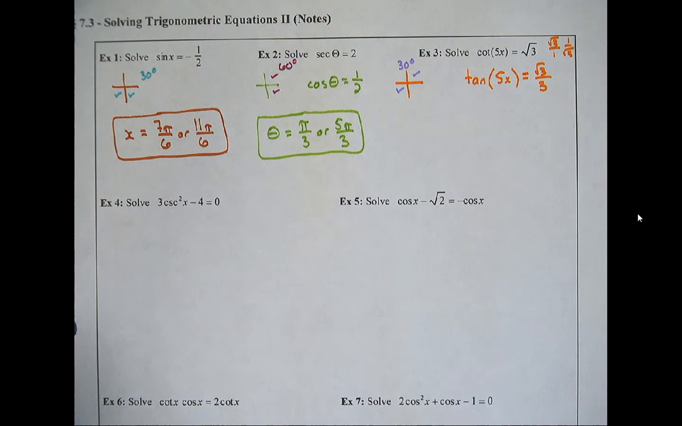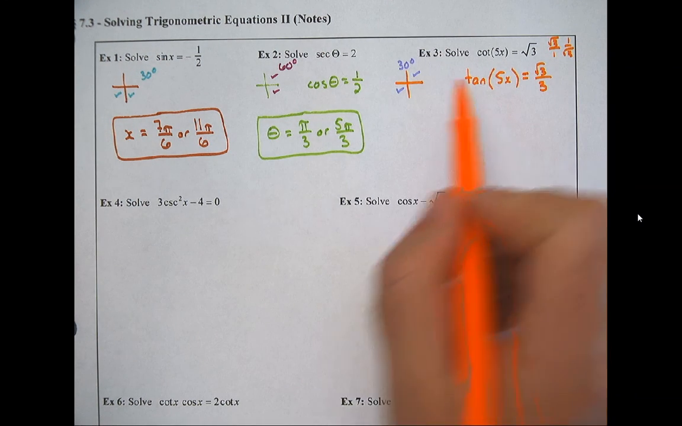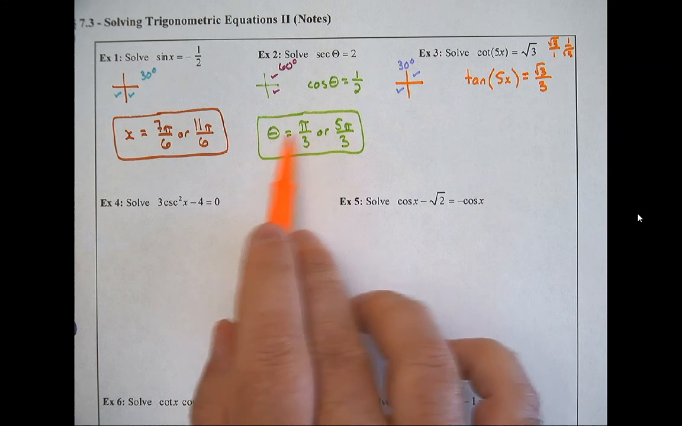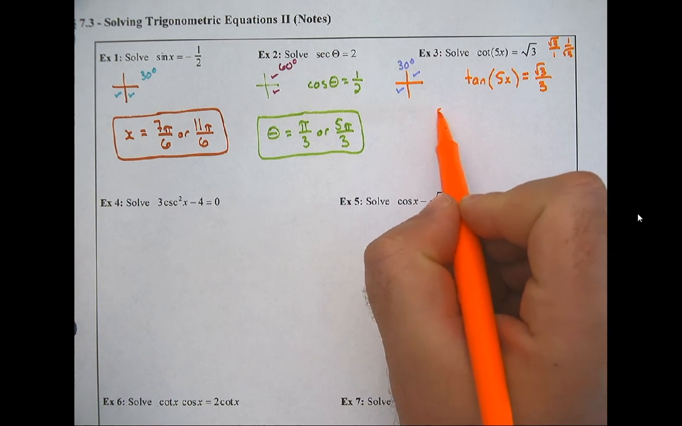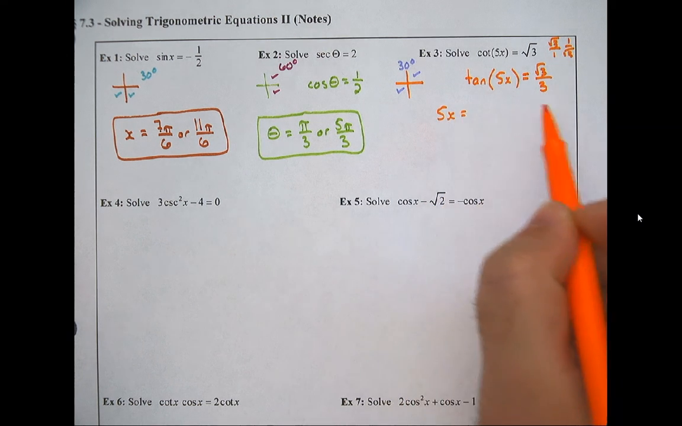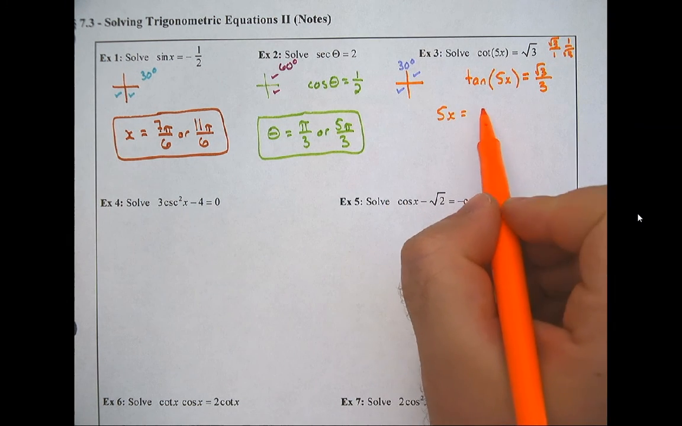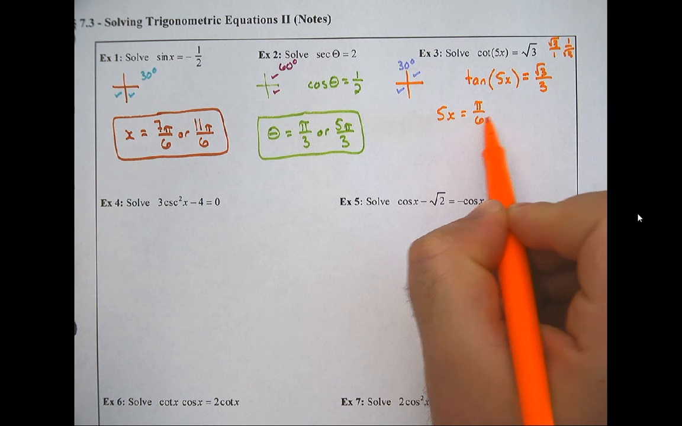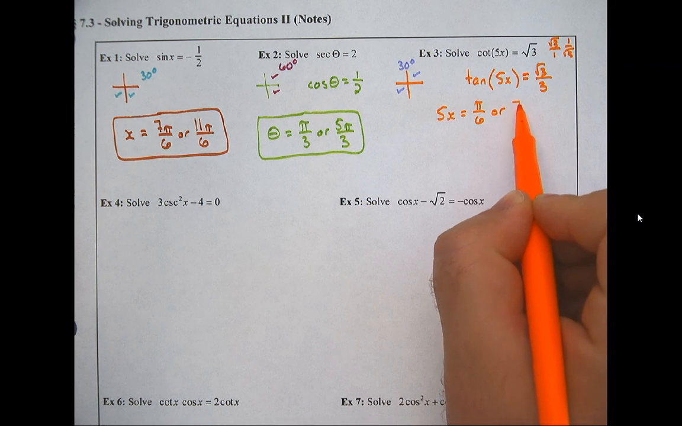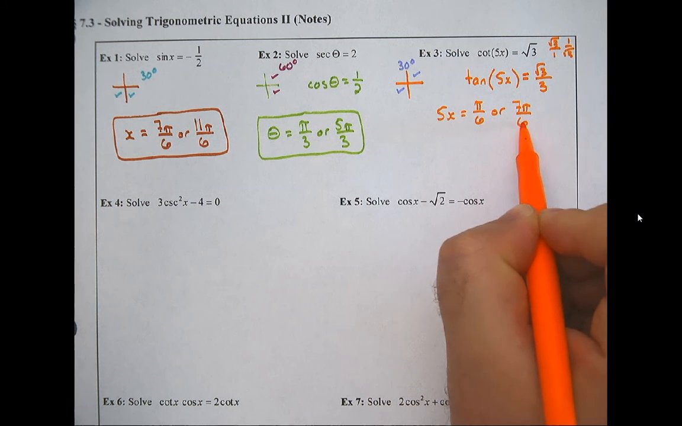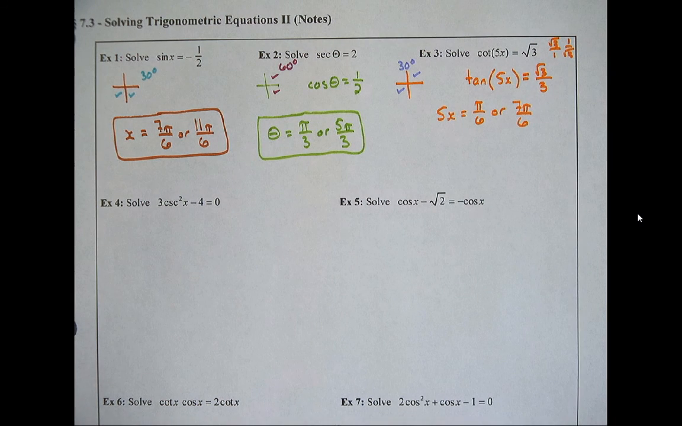Look at your unit circle if you don't believe me. You can find it on there. So at this point, we were done on these, but because I still have to get rid of that 5, I'm not done yet. So I now have the equation 5x equals, who's the 30 degree in this section? Pi over 6. Who's the 30 degree in this section? 7 pi over 6.